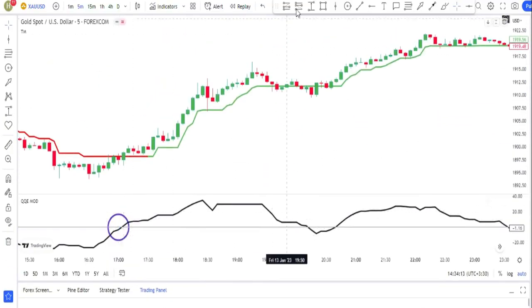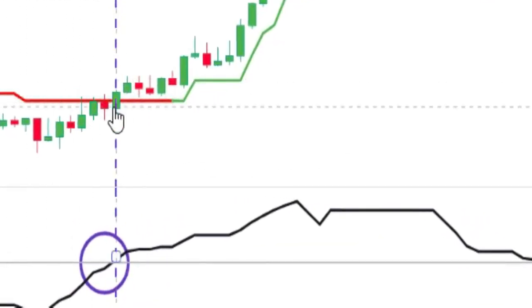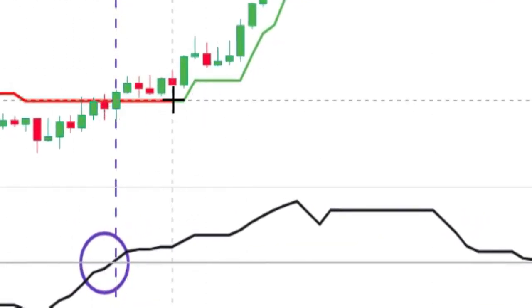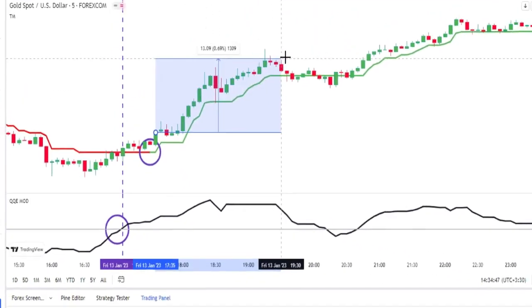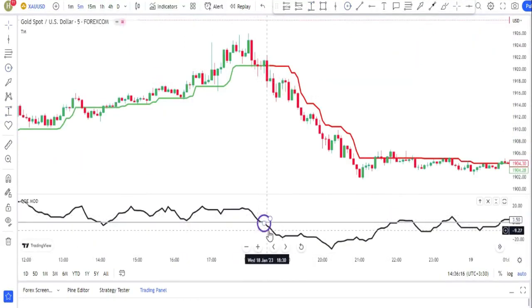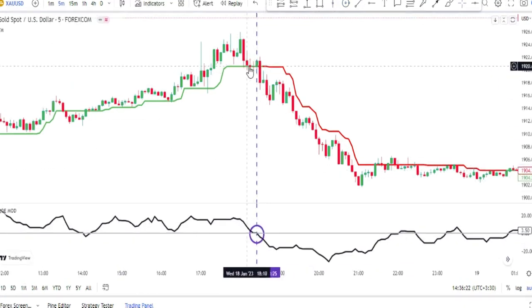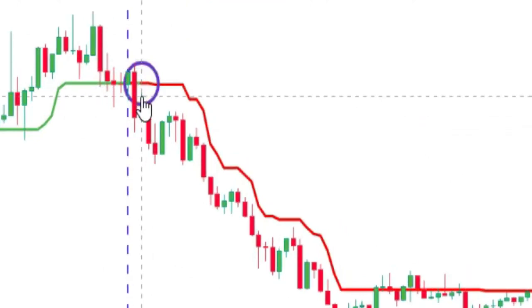Now when the buy signal is issued, we have to wait until the color of the Trend Magic indicator turns green. And when the sell signal is issued, we have to wait until the color of the Trend Magic indicator turns red.